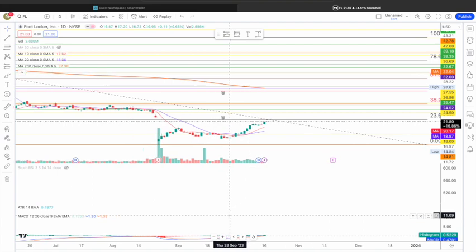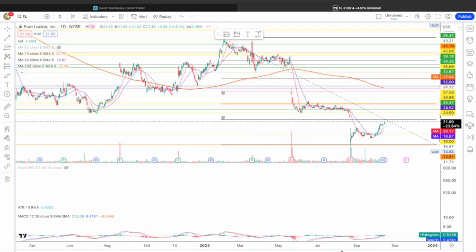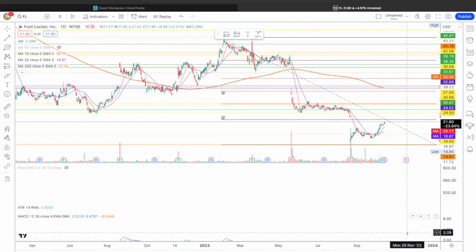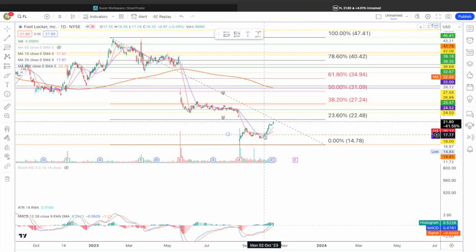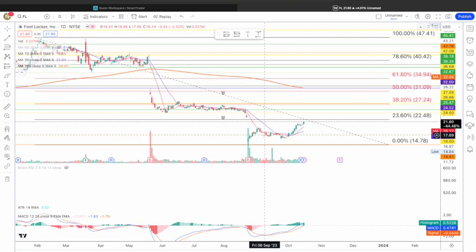I really don't use the MACD for anything but this, and I'll blow it up and show you. Now, one of my trading rules is, in order for me to take this position, let me blow it up so you can see.